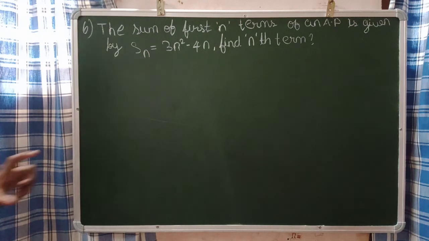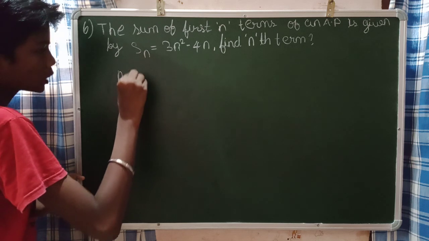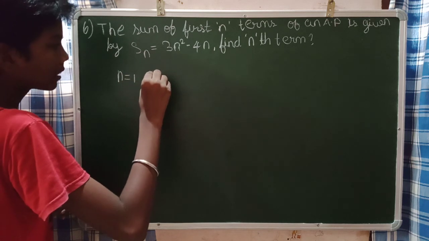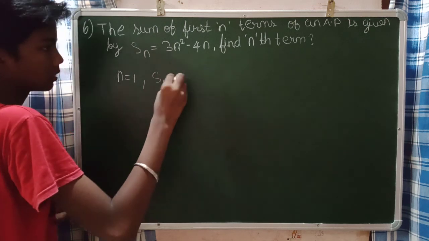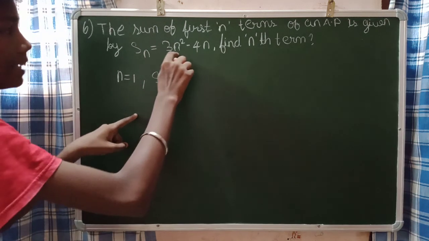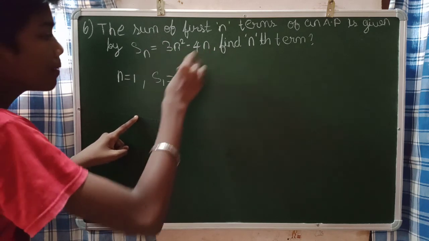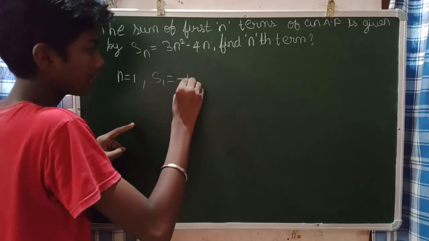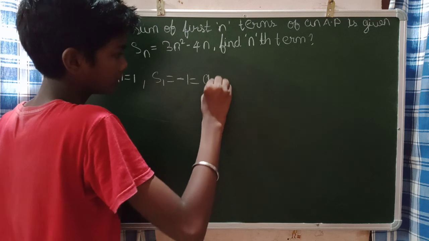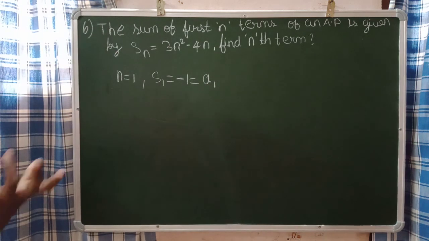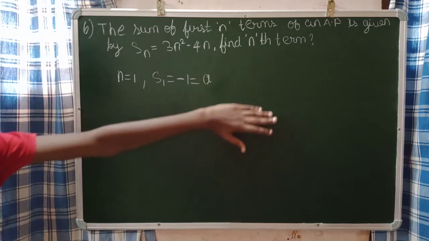So guys, when I put n as 1, then I will get S1 as 3, because 3 into 1 square will be 3, minus 4 into 1 will be nothing but 4. So 3 minus 4 is minus 1. And this minus 1 is nothing but your A1. Correct now? A1 is nothing but the first term. I don't need to say it as A1. I will say it as A itself, because the first term we say as A only.